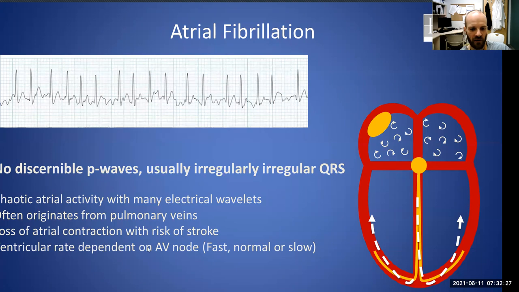And as we mentioned, the ventricular rate is dependent on the AV node. If the AV node is particularly slick, it allows lots of those impulses through fairly quickly. So you get a relatively rapid ventricular rate. It may be a normal ventricular rate. You can even have a slow ventricular rate with atrial fibrillation, if you've either got a diseased AV node or if you've given people lots of medication to slow down conduction through that AV node.